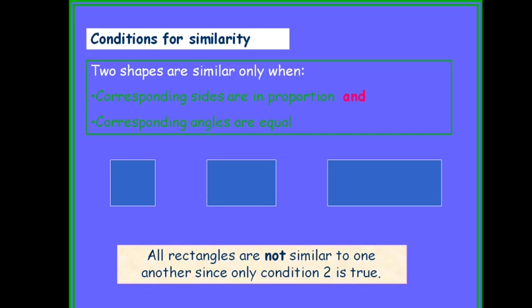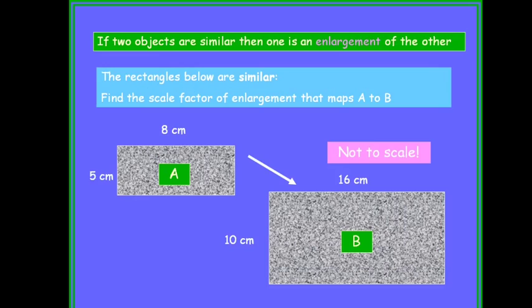We have three rectangles on our screen. All these rectangles are not similar to one another since only condition 2 is true, meaning their corresponding angles are equal, but their corresponding sides are not in proper proportion. If objects are similar, then one is an enlargement of the other.